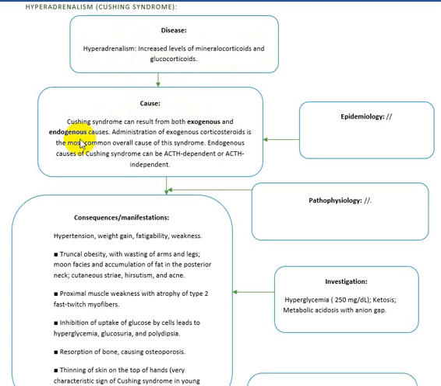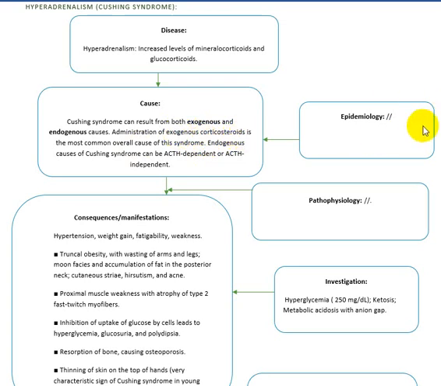The endogenous causes of Cushing syndrome can be an adrenocortical adenoma, or it can be Cushing disease, an adrenocorticotrophic hormone-secreting pituitary adenoma. So these are the endogenous causes. The exogenous cause of Cushing syndrome is when the person takes excess steroids. Administration of exogenous corticosteroids is the most common cause overall of this syndrome.